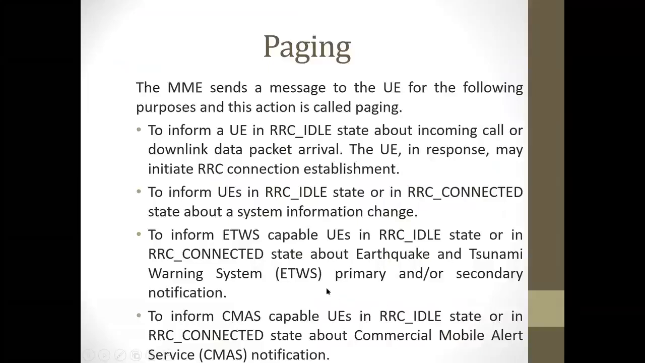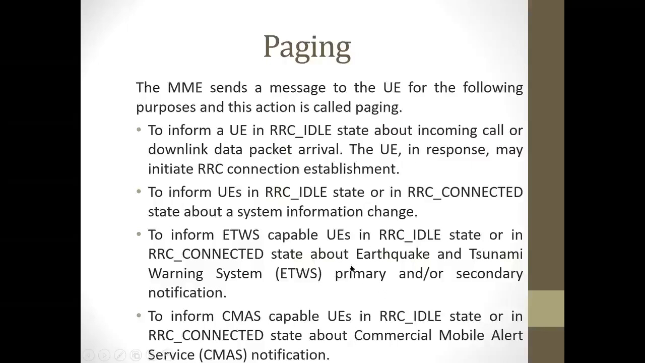In these cases, it is used to inform about a system information change. I mean, the UE should read the system information, because some parameter values may have been changed and it may be something urgent. But normally you perform paging in RRC idle state to inform the UE about some incoming call or some downlink data session that needs to be initiated.